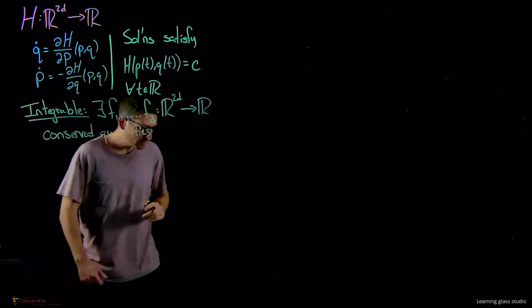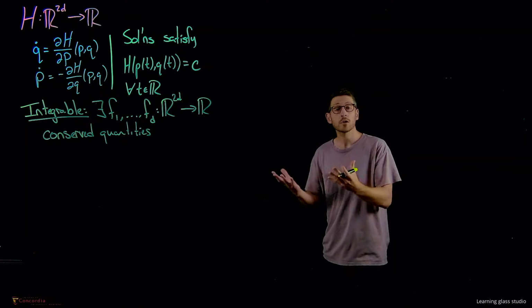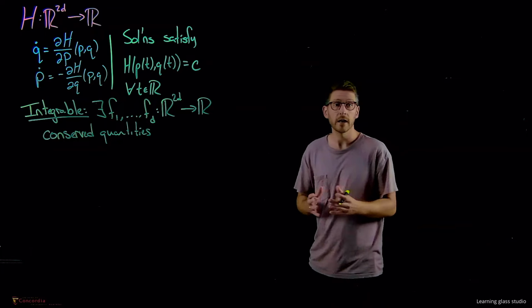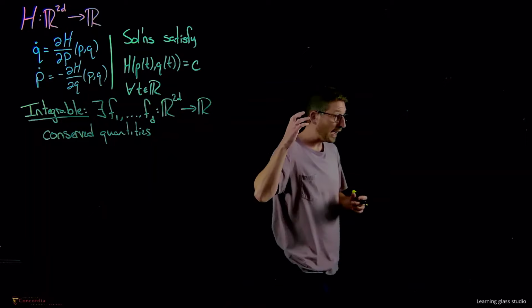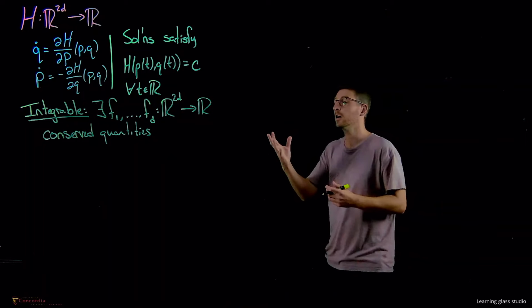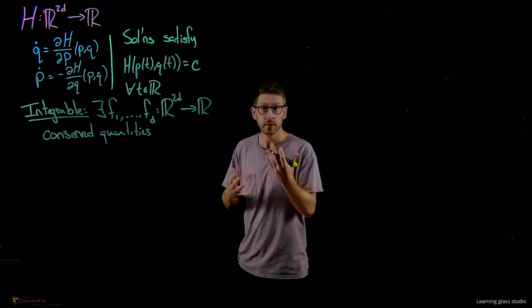Now we saw that conserved quantities, if we bring this back to Koopman for a second, in this case, because we have continuous time, are eigenfunctions of the Koopman operator with eigenvalue 0. If it's discrete time, then they have eigenvalue 1.